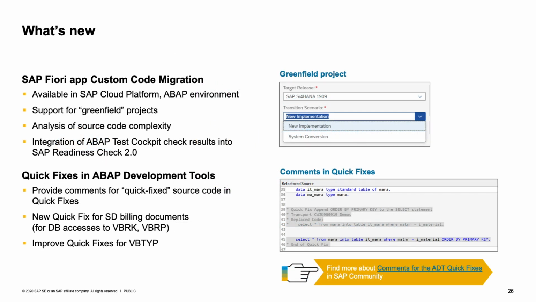What's new? The Fiori app custom code migration is available in SAP Cloud Platform ABAP environment. It offers support for greenfield projects and analysis of source code complexity. And you can also download the ATC results from the custom code migration app and upload them into SAP readiness checks. And quick fixes in ABAP development tools in Eclipse now are able to provide comments for the old code, and we also offer the new quick fixes for SD billing documents, and we improved the quick fixes for VB type. And the most of the features you have already seen in the demo.